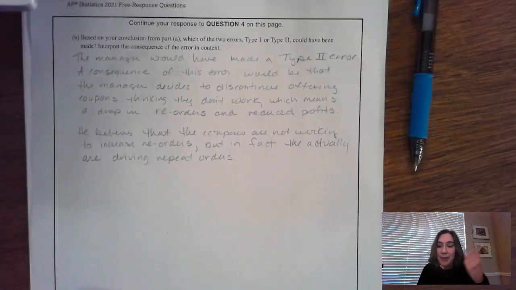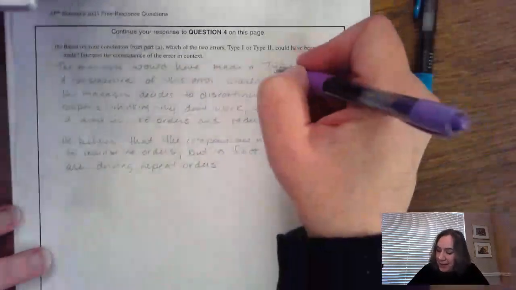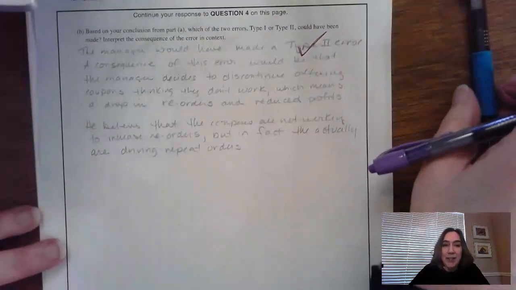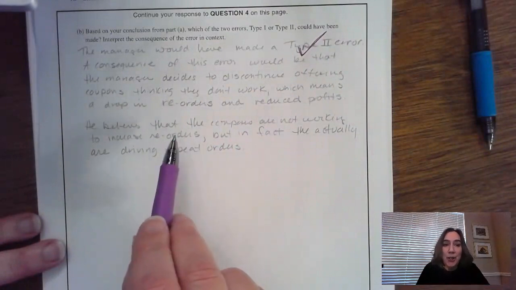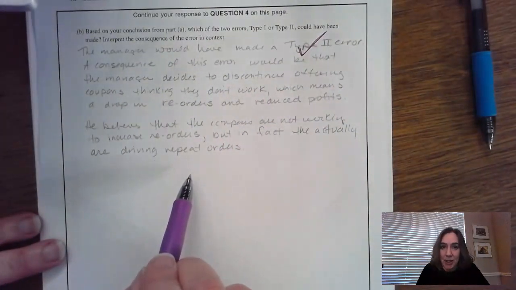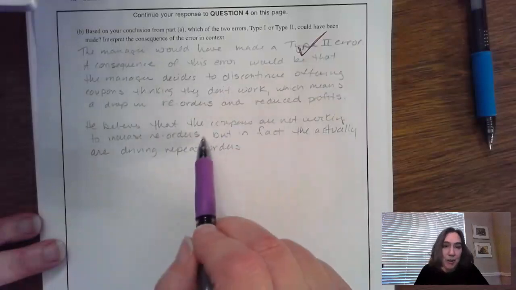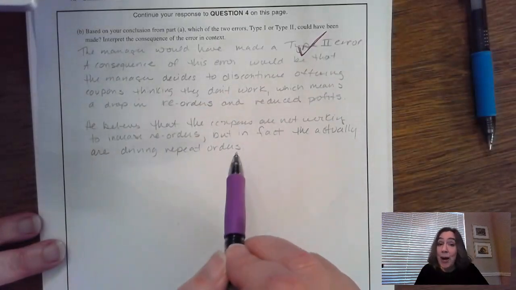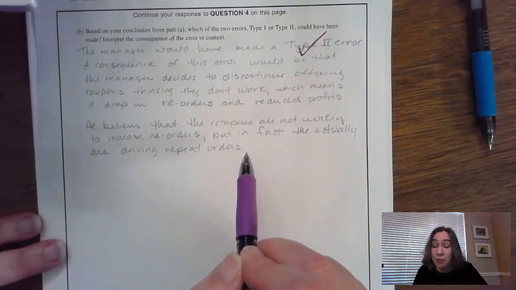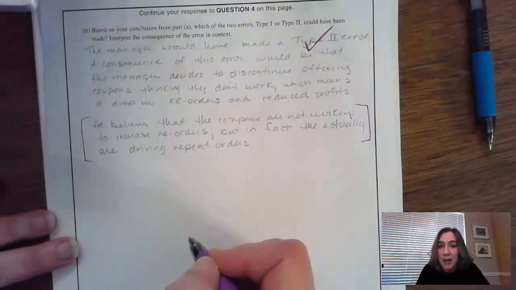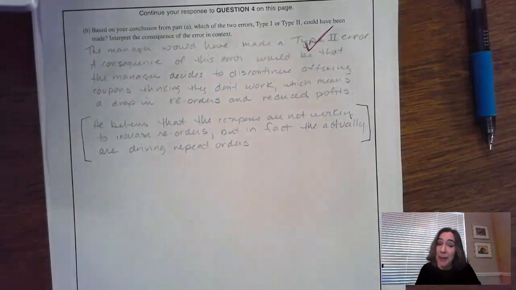So the first check out of the 3 checks that we're going to make right here is that they have to identify this as a type 2 error. Now, I read the rubric, and the safest thing to do is to make sure that you actually explain using the I believe, but in fact method to restate what a type 2 error is. That we believe that the coupons are not working to increase reorders, but in fact, they actually are driving repeat orders to be over 40%. So I think it's safe to make sure you restate what a type 2 error is, or whatever you found it to be, to make sure that you're showing the grader that you know why it's a type 2 error.